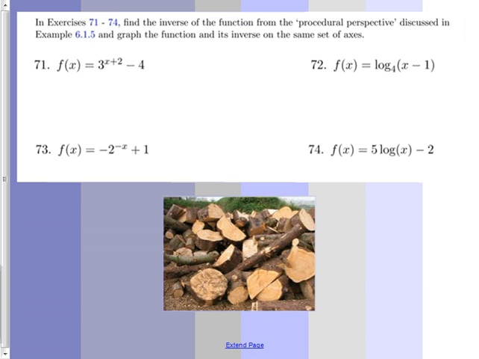Okay, on to these problems, and these are important. They're not important enough to do this many, so we're going to cross off 74, and I'm going to do 71 with you.